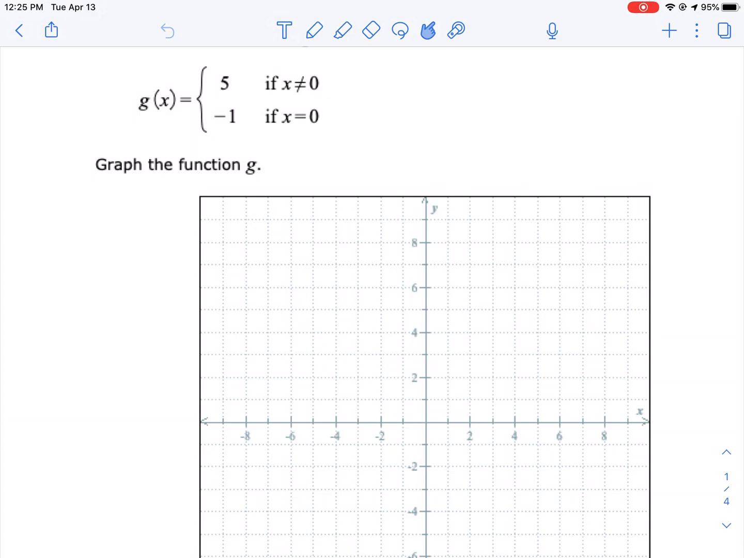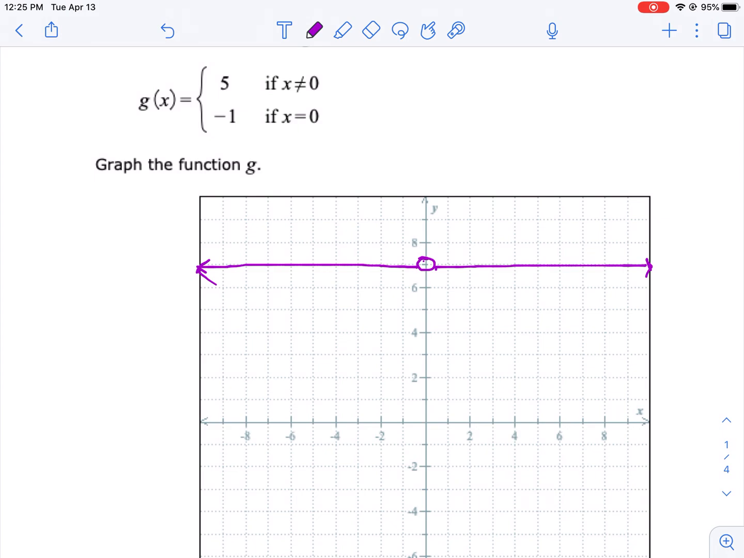The first one, if we take a look here, I want to graph g of x equals 5, except when x is 0. So what happens is I'm going to be up at 5, except when x is at 0. So I'm going to put a hole in my graph right here. But other than that point, everything's going to be at 5. So we have a horizontal line going through that. So we'll put a hole at 5.